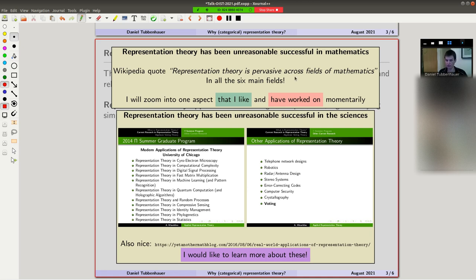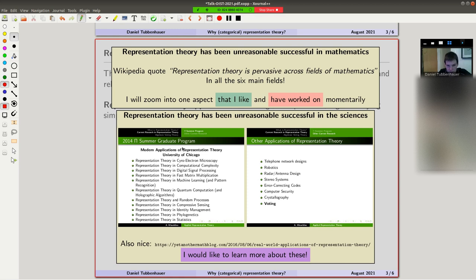Anyway, the stuff that is not well known, at least not to me, is that representation theory is pervasive across the fields of sciences. It's just not as well known as it deserves to be. In particular, I would like to study that further, and I'm pretty sure that at the OISC there would be a really good opportunity for me to push those ideas further.